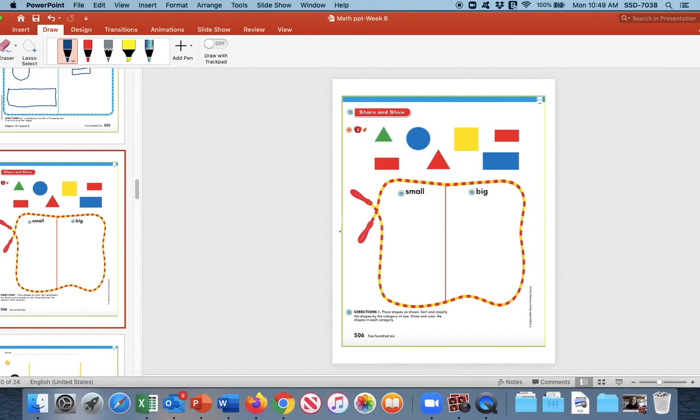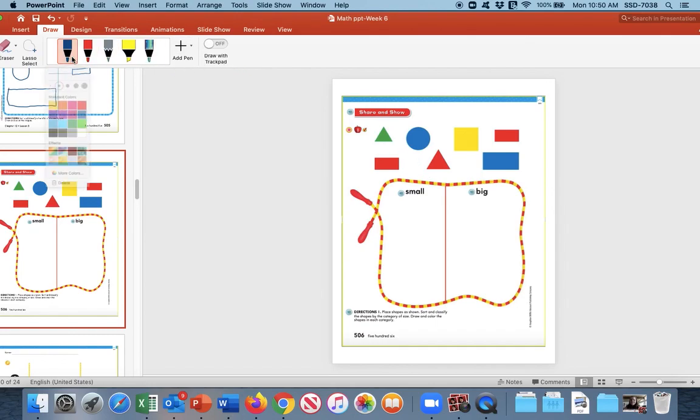So our next page looks like this, and now what we're going to be doing is placing the shapes as shown. We're going to sort and classify the shapes by the category of size, then draw and color the shapes in each one. So we're just going to take a look at each shape. We cannot move them, so we will have to draw them. And we're going to try and do them in the colors. So if you want to get your crayons handy, and we'll start with our green triangle.